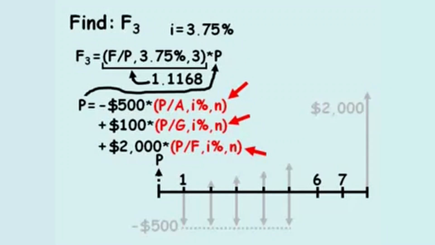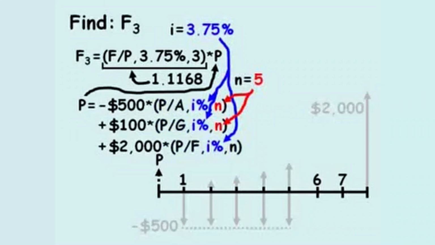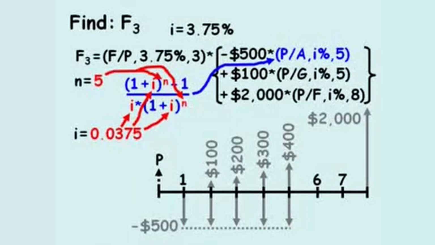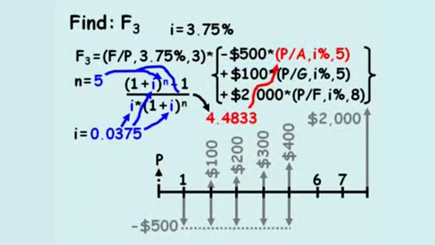For all 3 discount factors, the rate, I, will remain at 3.75%. The value of n will be 5 for the first 2 terms, and n will equal 8 for the final term. We'll first compute the uniform series present worth discount factor, and after plugging in the values of I and n, this discount factor equals 4.4833.